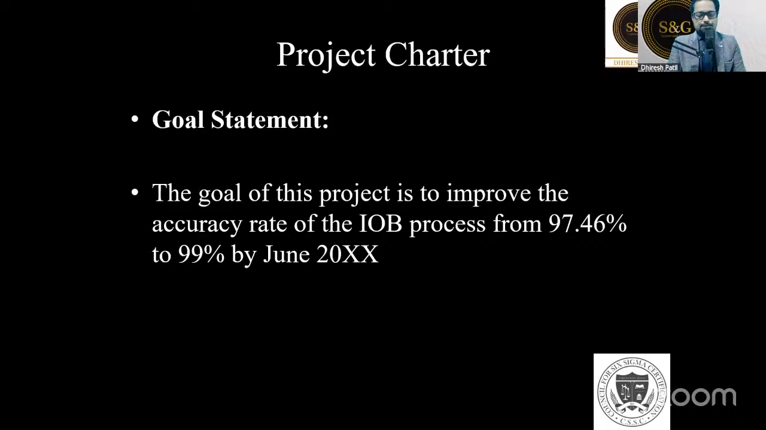Sometimes we can expedite. We have developed something called rapid DMAIC models as well, which can be very effective in some cases. But in this case, they have taken this much time.